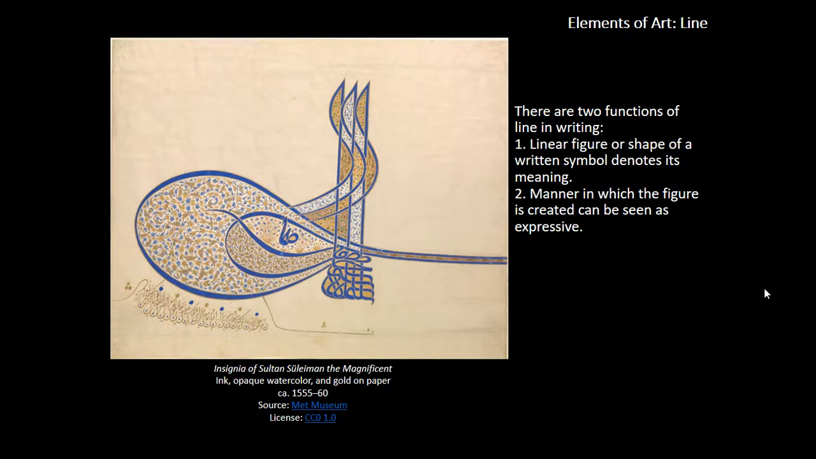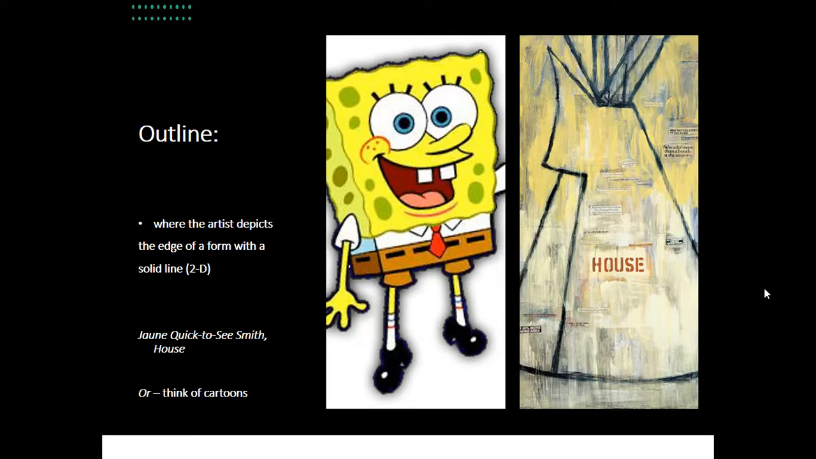With this artwork, there are two functions of line in the writing. One, the linear figure or shape of a written symbol denotes its meaning, or two, the manner in which the figure is created can be seen as expressive. Here is a SpongeBob outline, where the artist depicts the edge of a form with a solid line. Next to that is another artwork, the Jean Quick-to-See Smith House. You can think of cartoons.